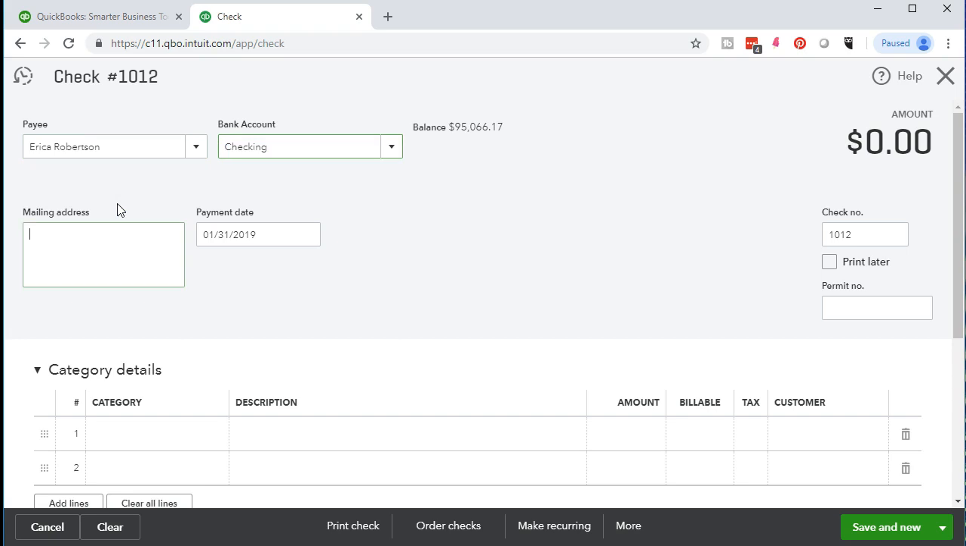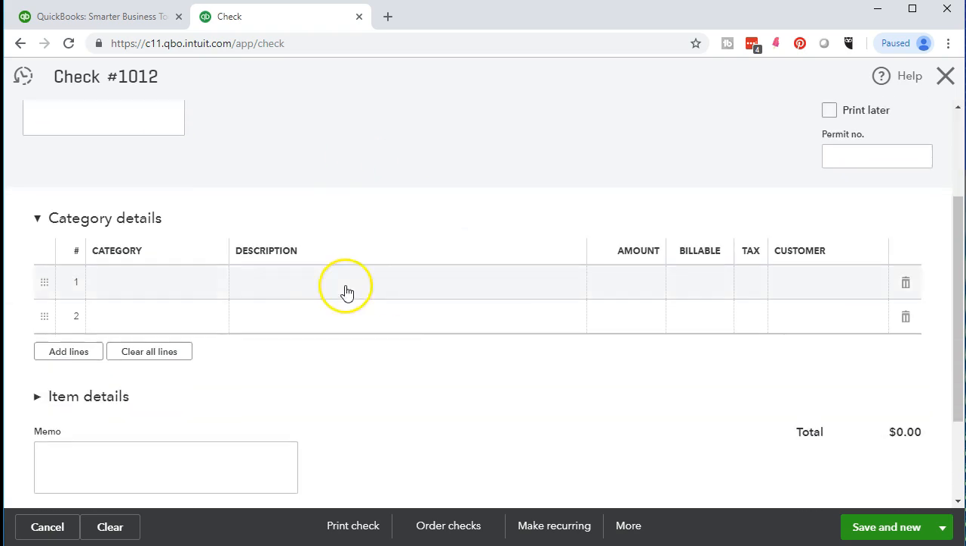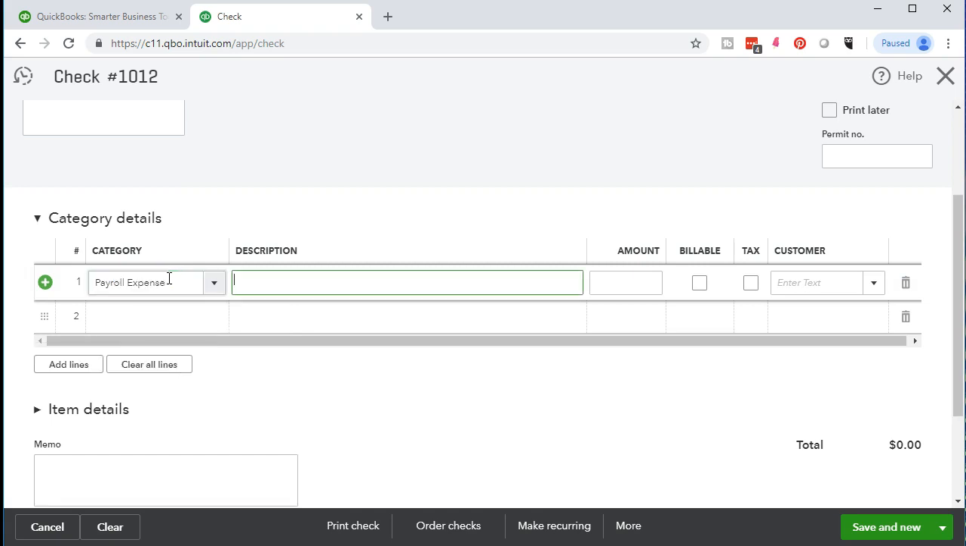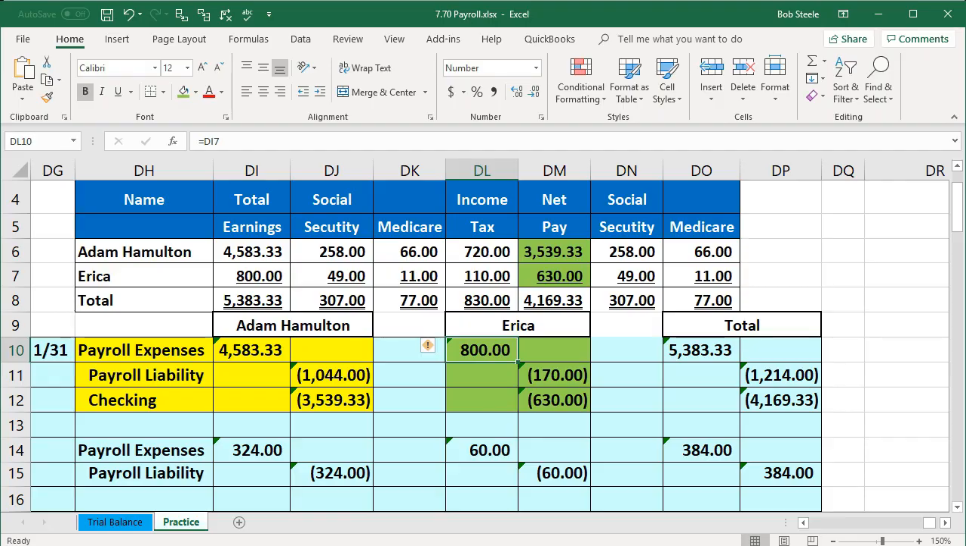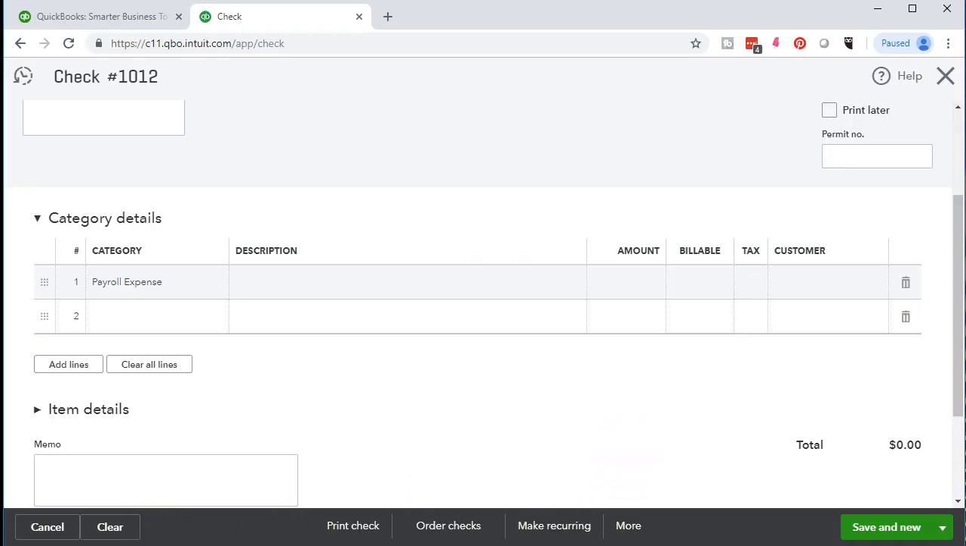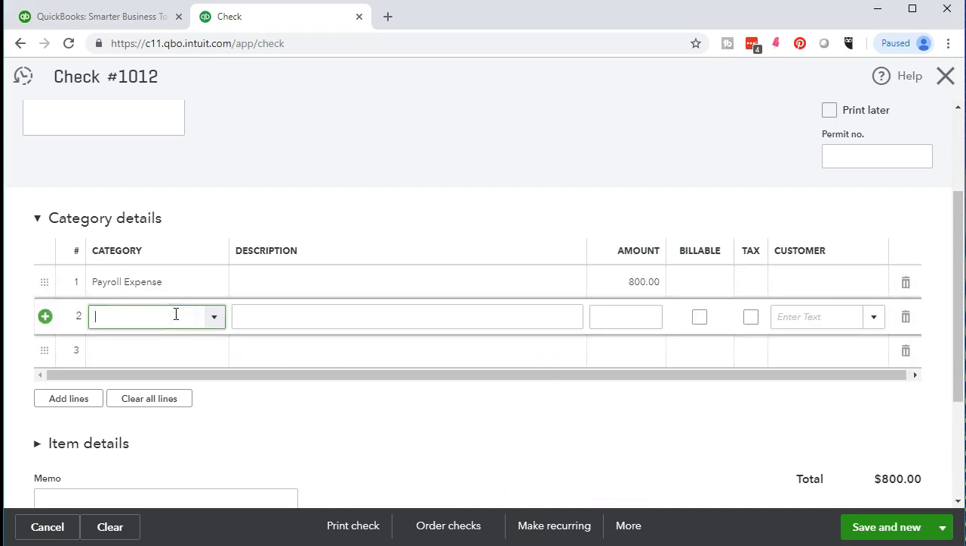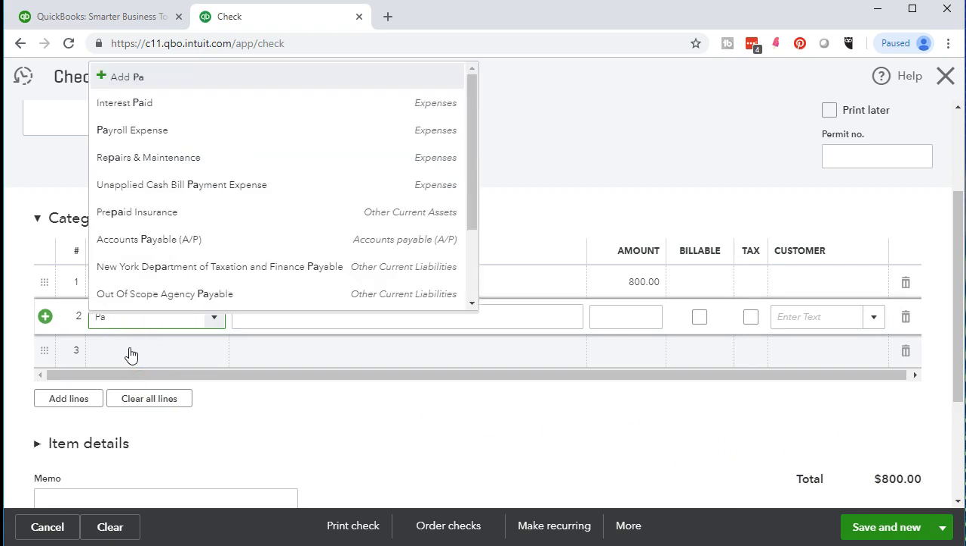There we have it, out of the checking account. Same date, check number should populate. We're going to say that now it's going to be the payroll expense once again. And tabbing over, the amount is going to be this amount, the 800 that was earned by Erica. We will then add the 800, tab, and then we're going to add another account because what was actually paid was less than that. We're going to have liabilities we had to take from that.